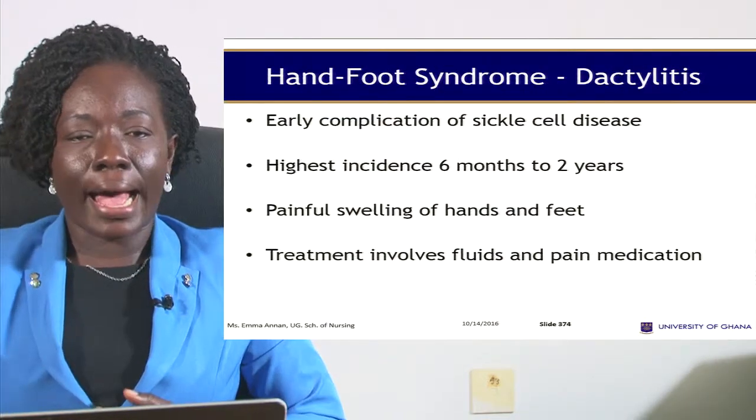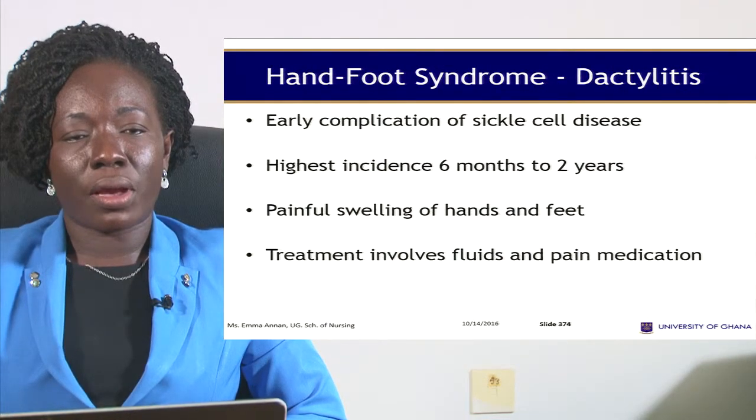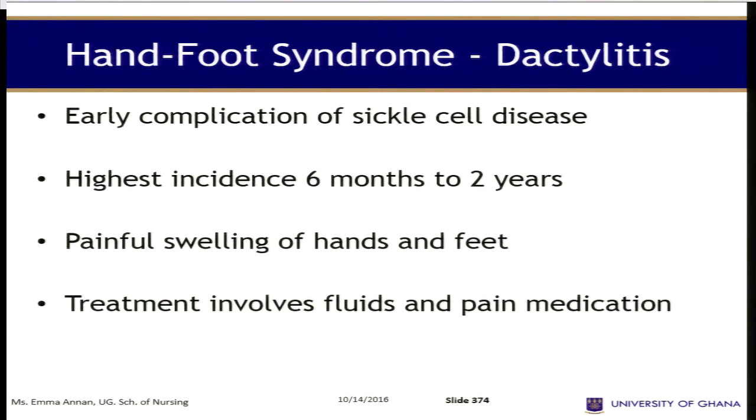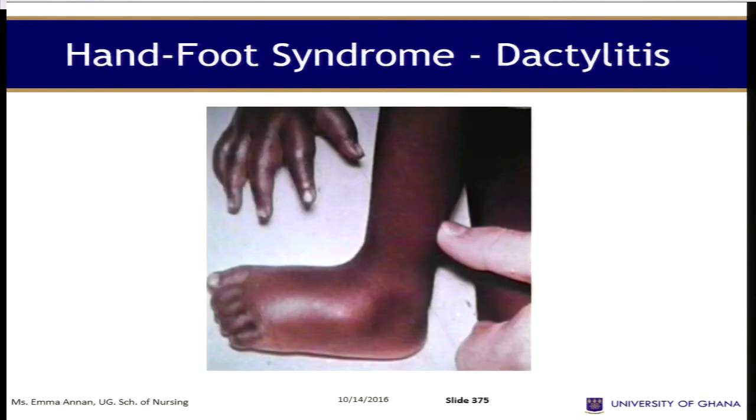So this is the hand-foot syndrome that I was talking about. It's an early complication of sickle cell, with its highest incidence around 6 months to 2 years, and it's usually painful. Treatment involves giving fluids and pain medication. So this is the hand and foot syndrome. You can imagine a 6-month-old having this complication.